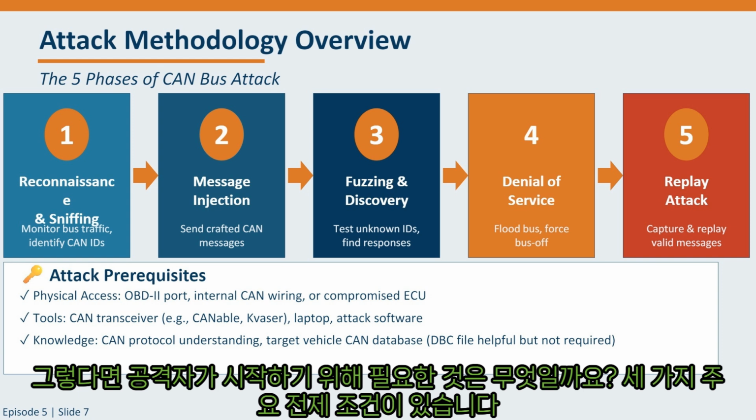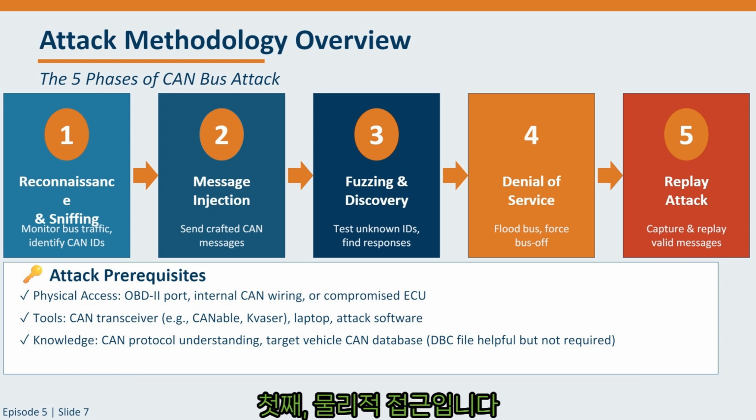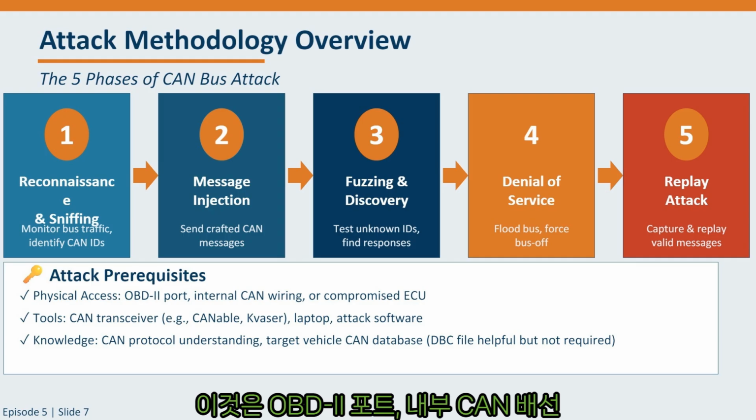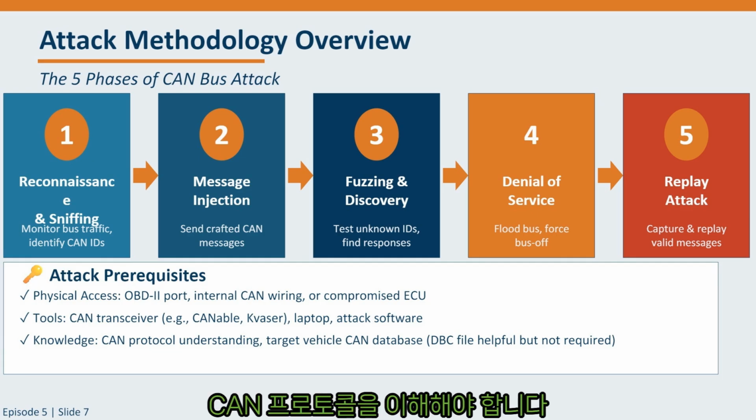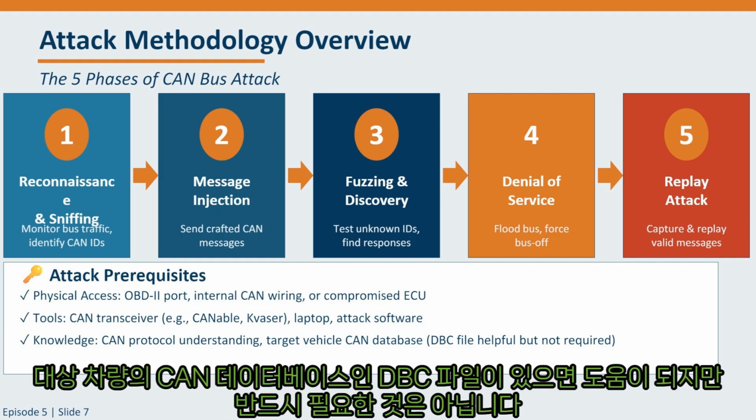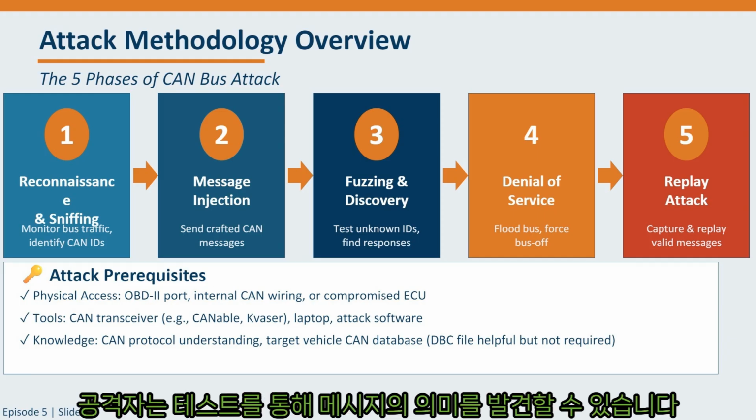Now, what do attackers need to get started? There are 3 main prerequisites. First, physical access. This could be through the OBD2 port, internal CAN wiring, or a compromised ECU. Second, tools. You need a CAN transceiver like Cannibal or Quasar, a laptop, and attack software. Third, knowledge. You need to understand the CAN protocol. Having the target vehicle's CAN database, a DBC file, is helpful, but not strictly required. Attackers can discover message meanings through testing.